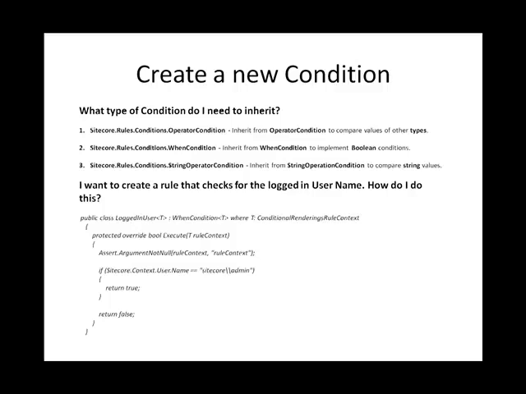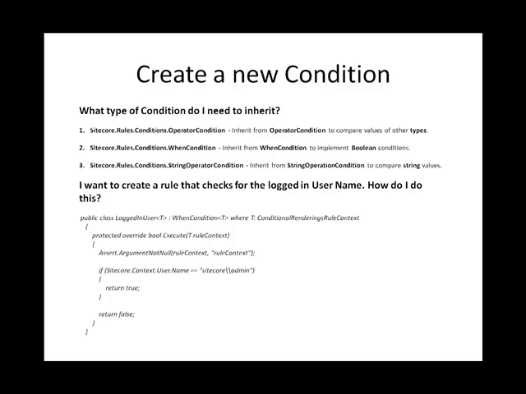So, how do we create a new condition? Well, first of all, we have to specify a new class within our Visual Studio project, and we have to make a couple of choices. First of all, what type of condition do I need to inherit from? So, if I'm creating a brand new condition, and I want to compare between strong data types, I can use the operator condition. If I want to implement a Boolean condition, I make sure that I inherit from the when condition. If I want to compare string values, I want to make sure that I inherit from the string operator condition. So for an example, just say I want to create a rule that checks for the logged in username and making sure that it's Sitecore admin.